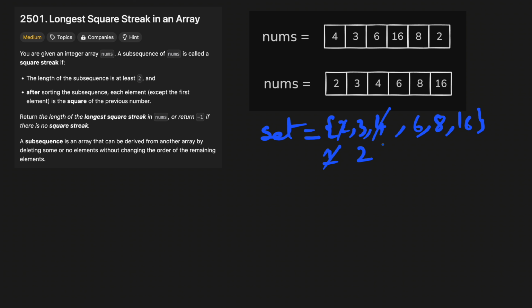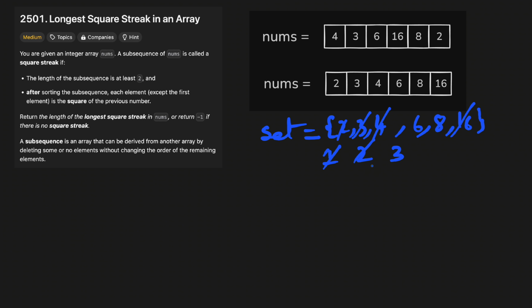Now 4 squared is 16 and we can see that 16 also exists in the set. So we remove it from the set and increase the streak length to 3. Then 16 squared is 256, which is not in the set. So our sequence ends here and the length of the sequence will be 3, which is also the maximum we have seen so far. Then we start with number 3 and we can see that 3 exists in the set.